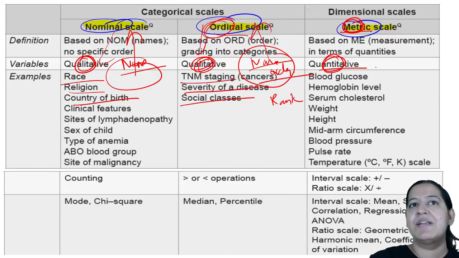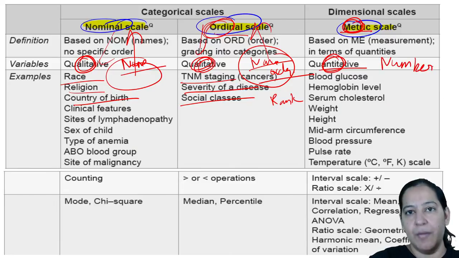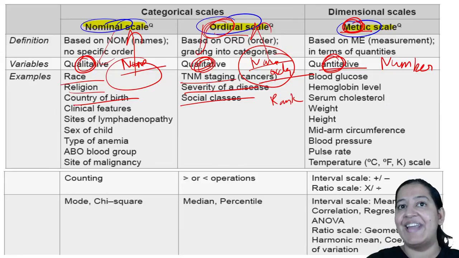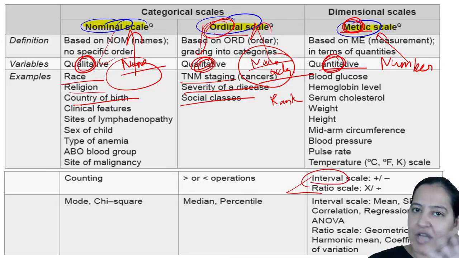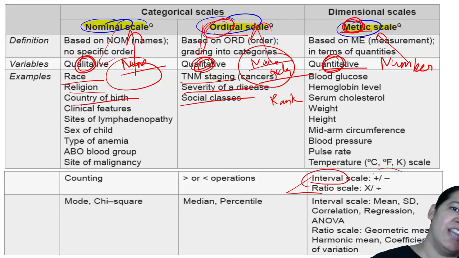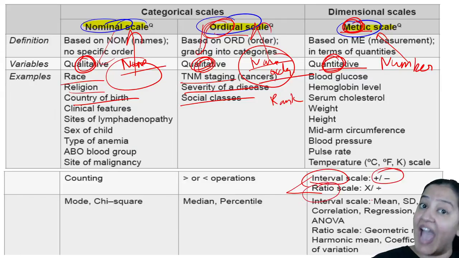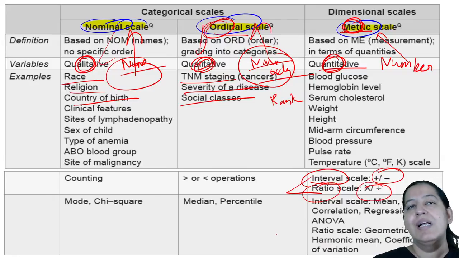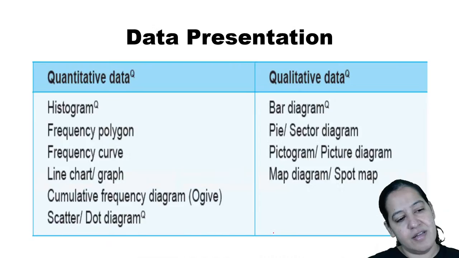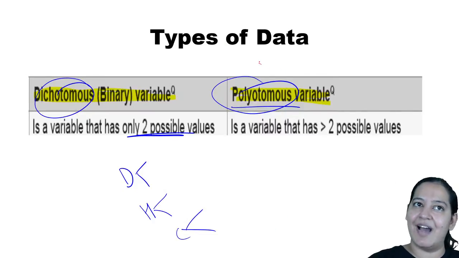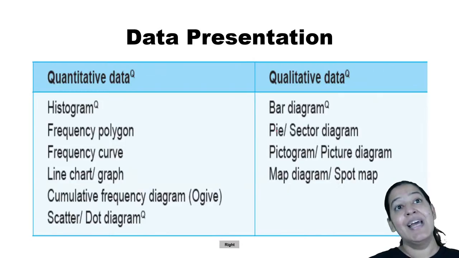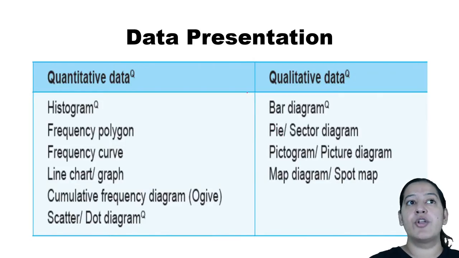And if it is not a name, it is a number. If it is a number, such as hemoglobin, blood pressure, weight, height, it is known as metric scale. Metric is of 2 types, interval and ratio. In interval, we do not have absolute zero, so only addition and subtraction are possible. In ratio, we have absolute zero, so along with addition and subtraction, multiplication and division are also possible. We have already studied the details of it. That was the first lecture, in which I taught you data, the types of data and types of scales. In the second lecture, yesterday, I taught you data presentation.